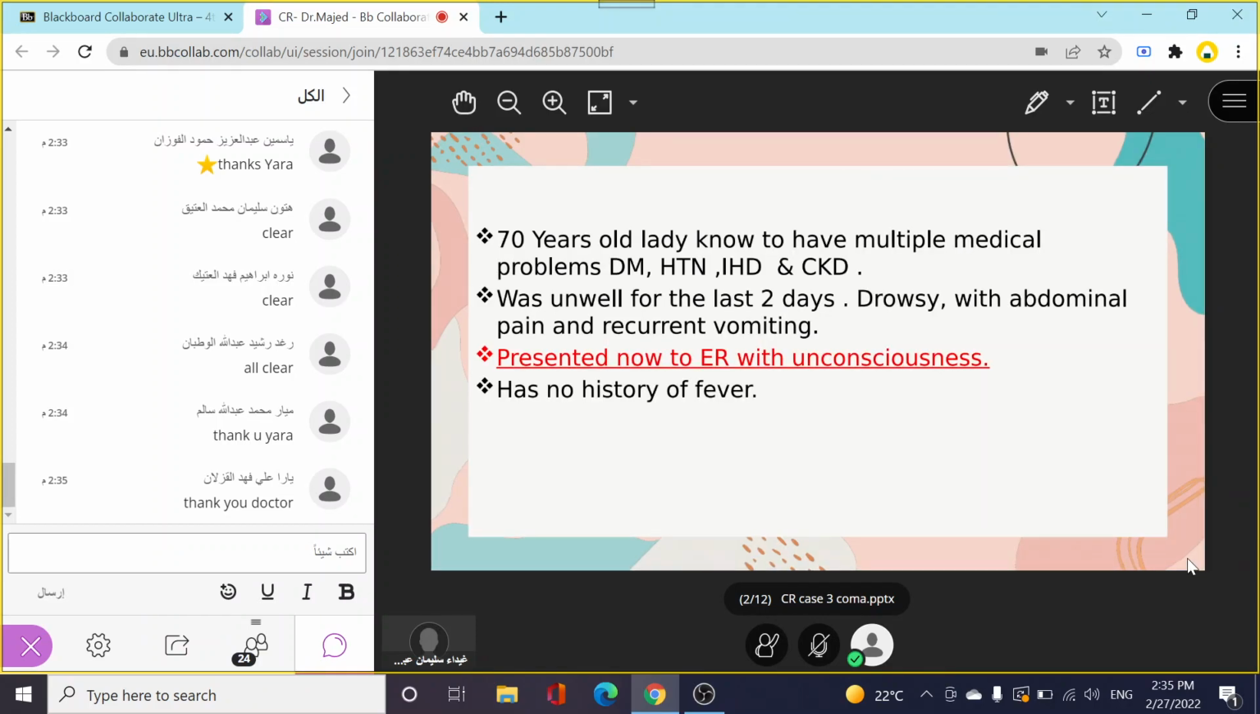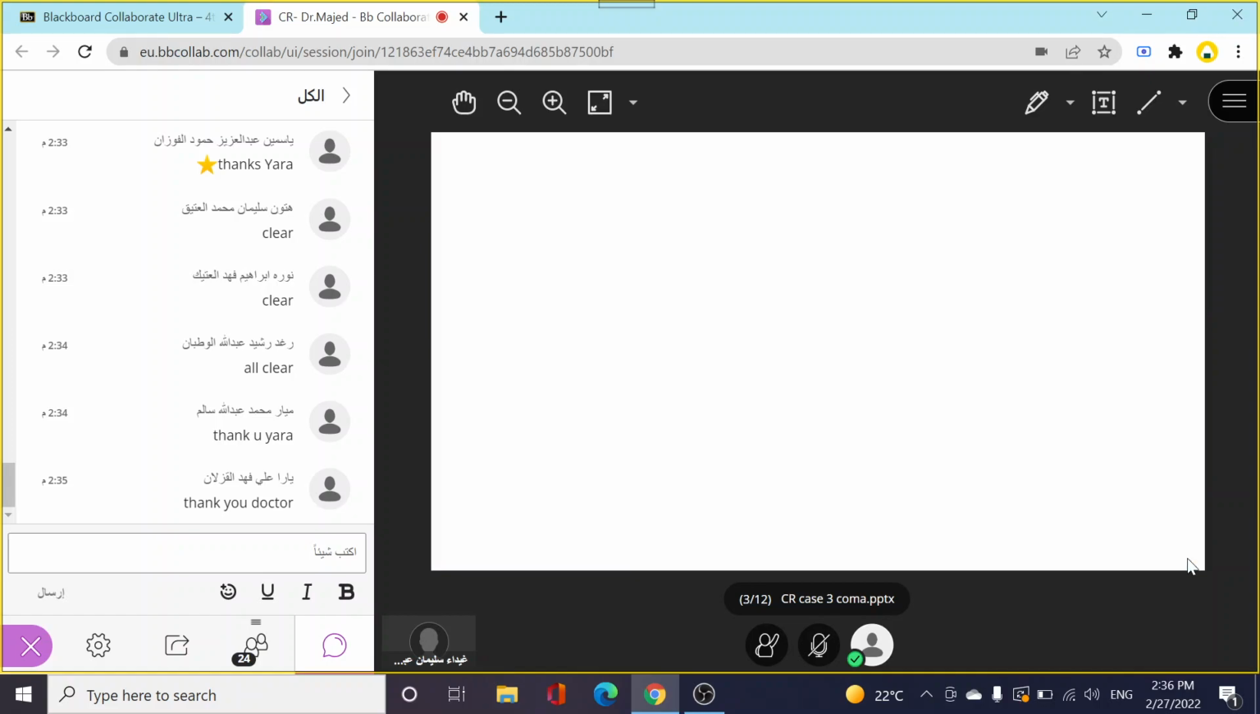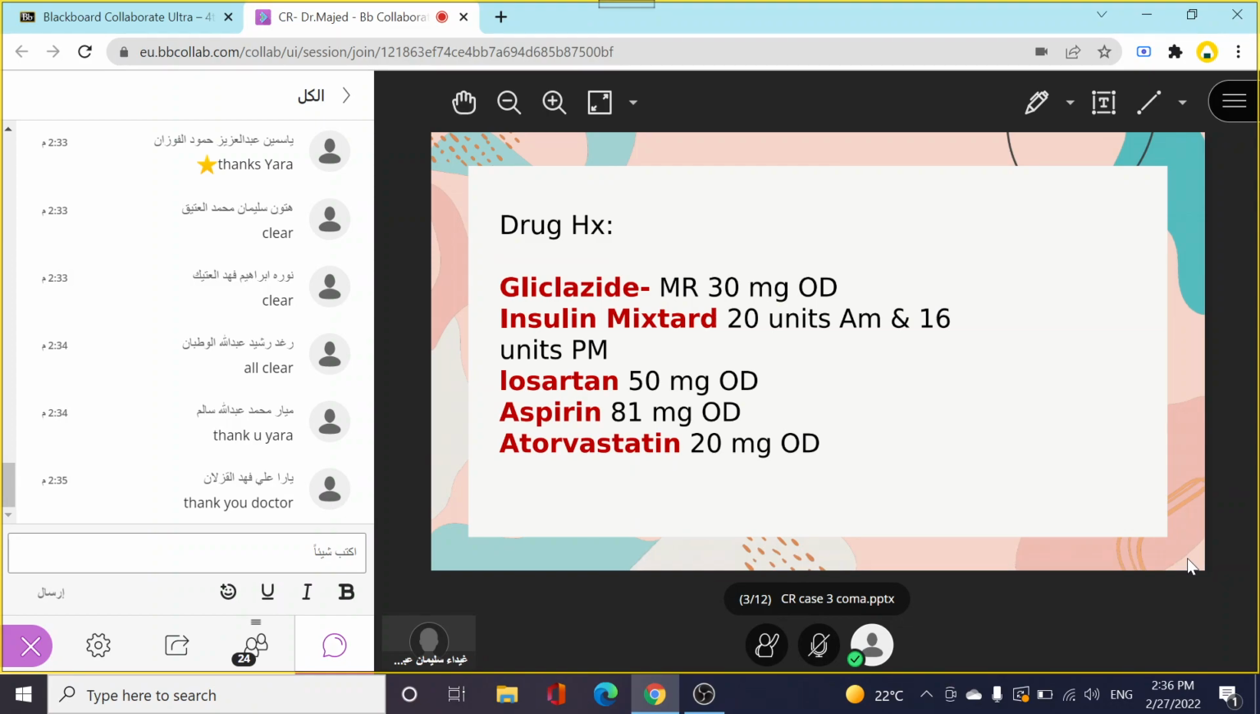Okay, so we have a 70 years old lady known to have multiple medical problems. She is diabetic, hypertensive, got ischemic heart disease, and chronic kidney disease. She was unwell for the last 2 days, drowsy with abdominal pain and recurrent vomiting. Presented now to the ER with unconsciousness, and she has no history of fever. Drug history include gliclazide, insulin, losartan, aspirin, and atorvastatin.